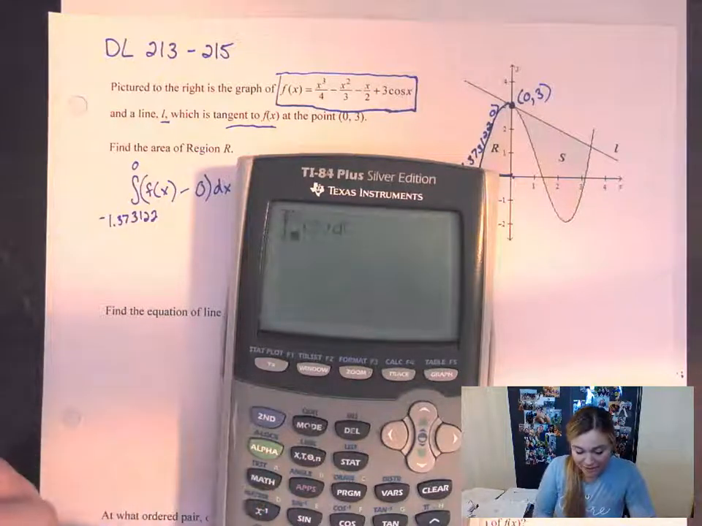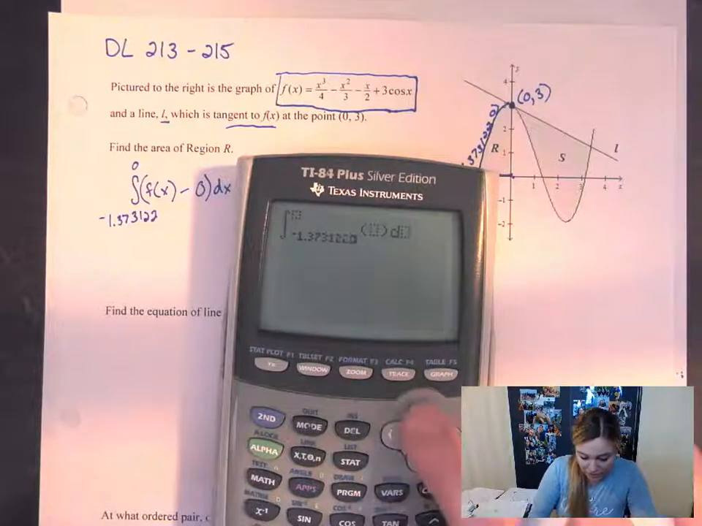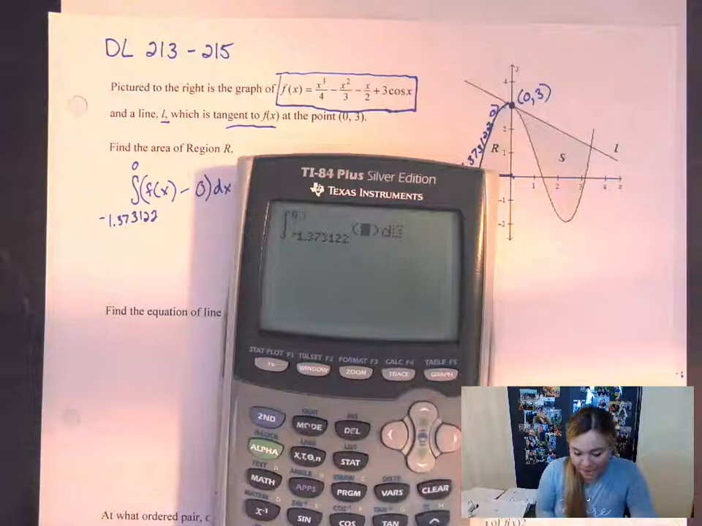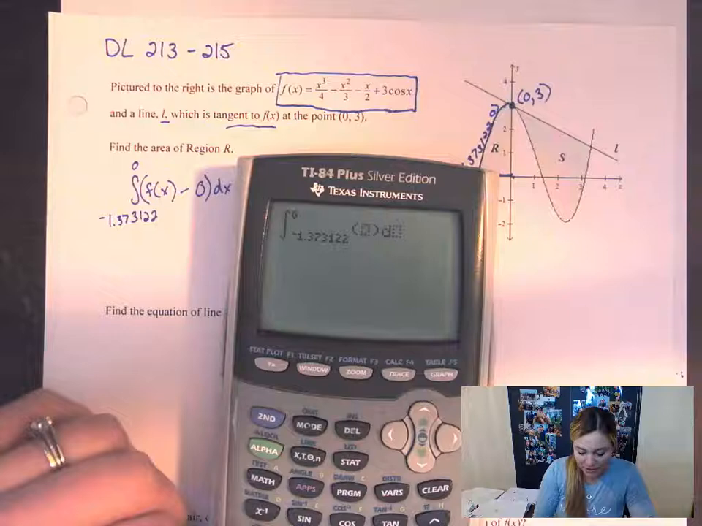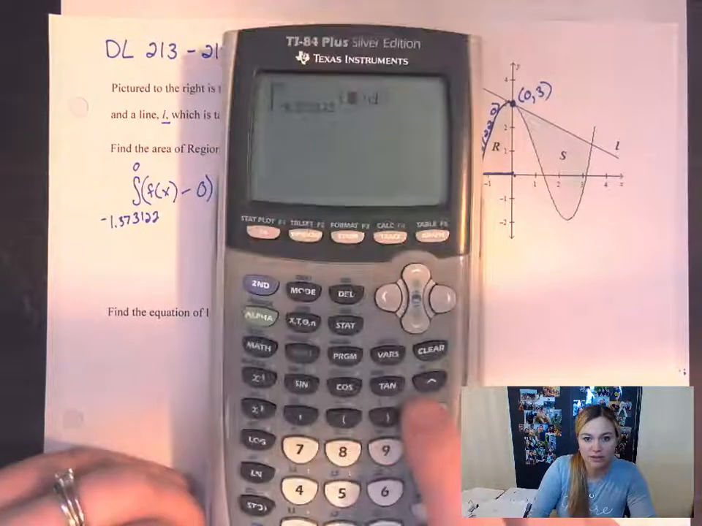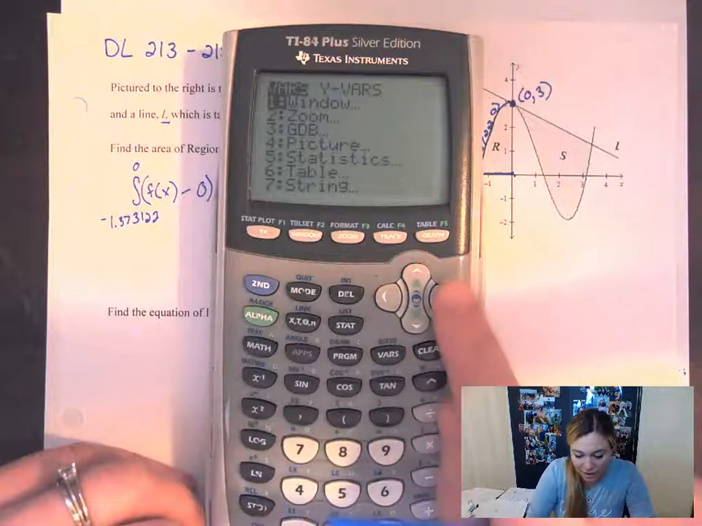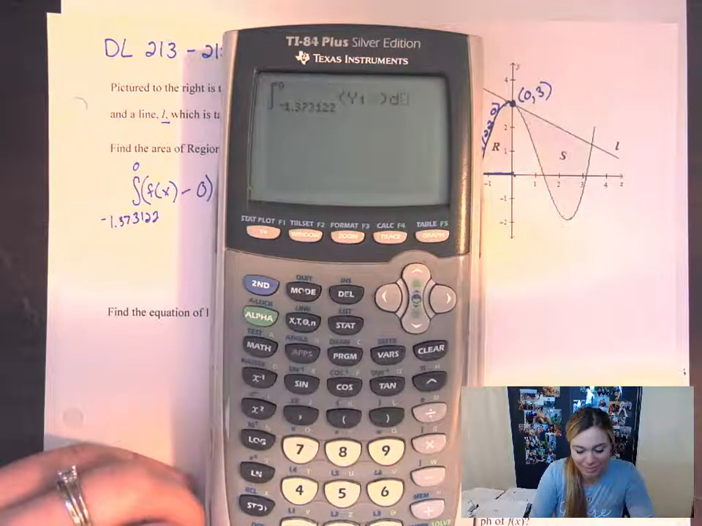If I do math 9, and I say -1.373122, I go up to 0. You can also, since I already put that entire function in for y1, you can click this button. It says vars. Do you see it? I'll go up here, vars. And then it says yvars function. And now I'm just going to copy what I put in for y1.